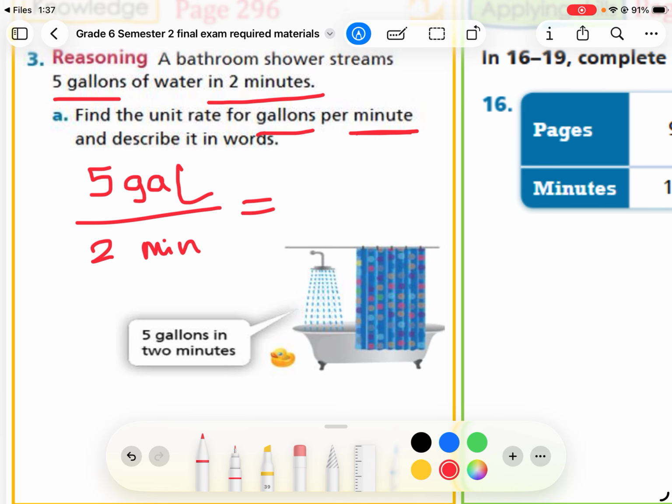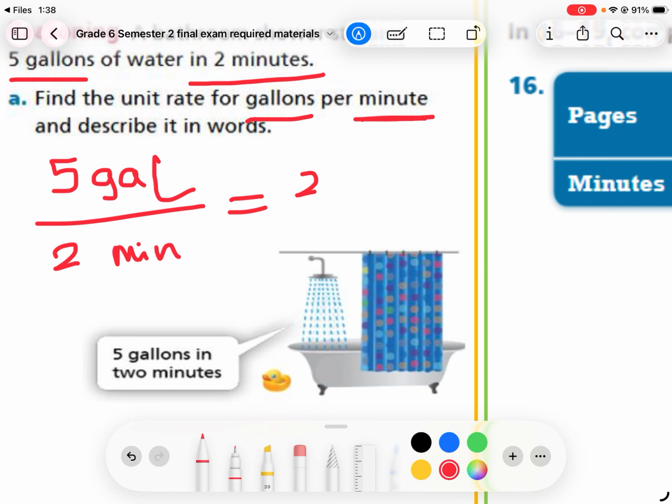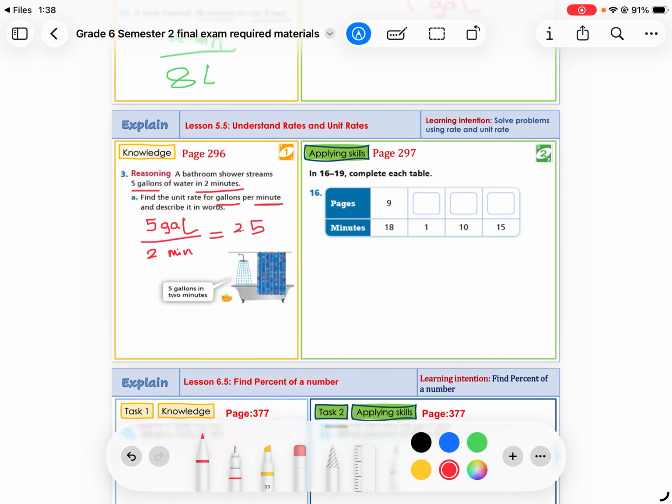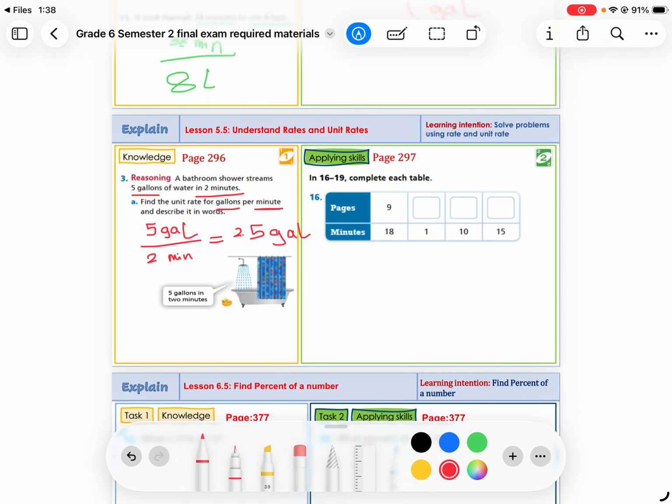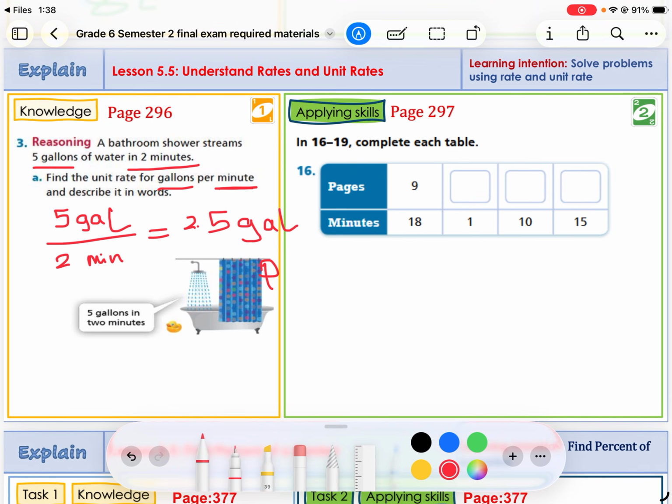So we all know 5 divided by 2, or you think of it, any number that you divide by 2, think of it as taking half of it. What's half of 5? Half of 5 will be 2.5 gallons per minute. Okay, so this is the final answer.